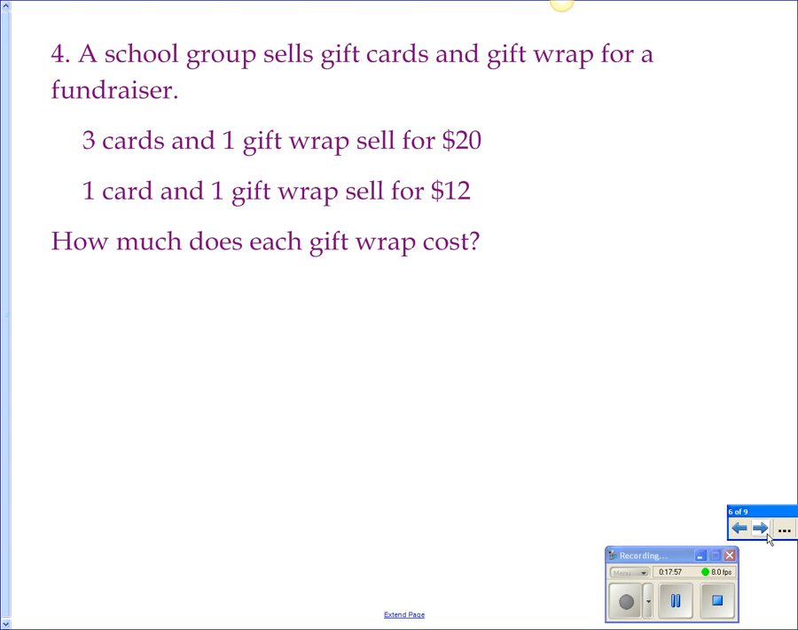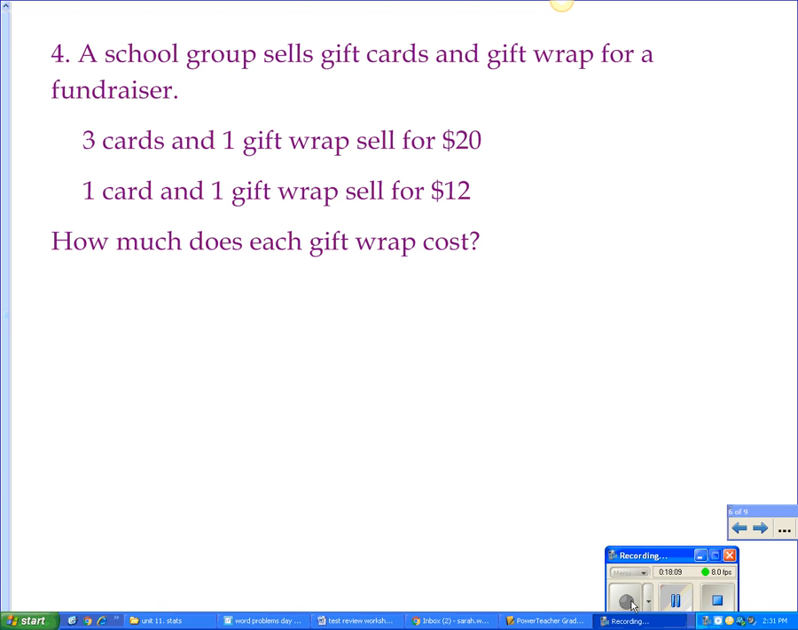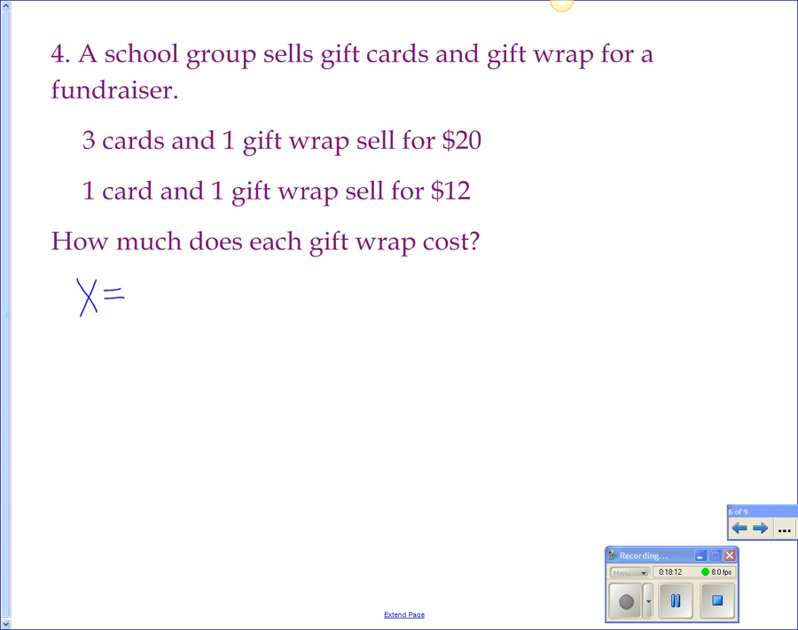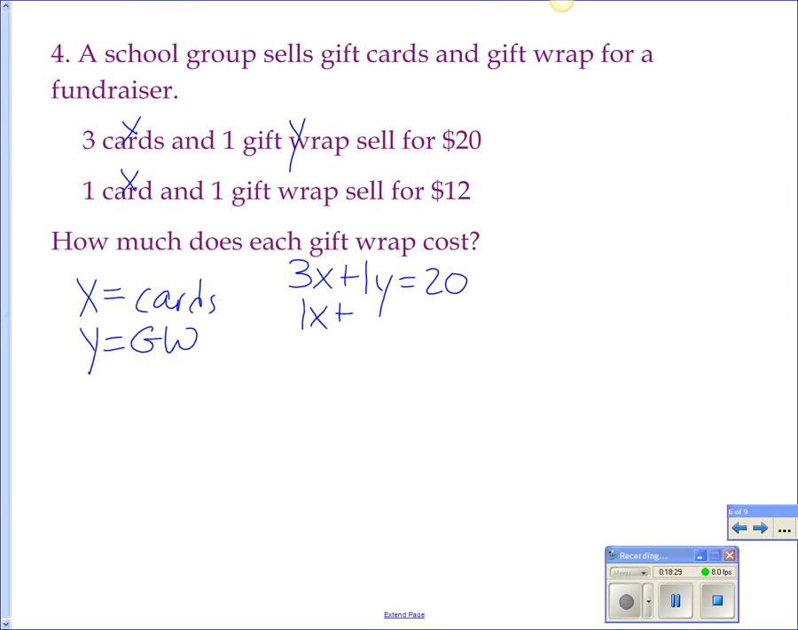All right. Number 4, a school group sells gift cards and gift wrap for a fundraiser. 3 cards and 1 gift wrap sell for $20. 1 card and 1 gift wrap sell for $12. How much does each gift wrap cost? All right, so I hope for this one, X you put was cards and Y you put was gift wrap. And then for your 2 equations, it would be 3X plus 1Y is 20. And then 1X plus 1Y is 12.